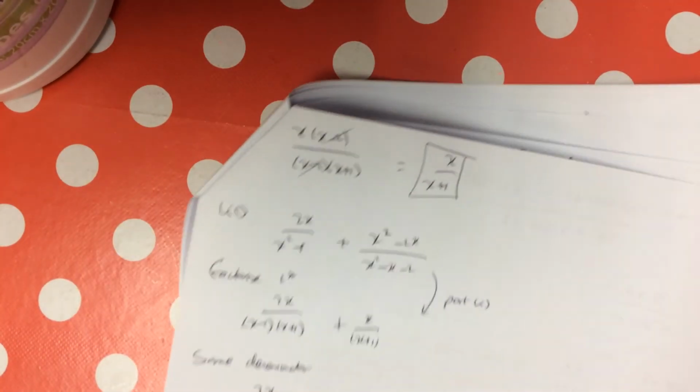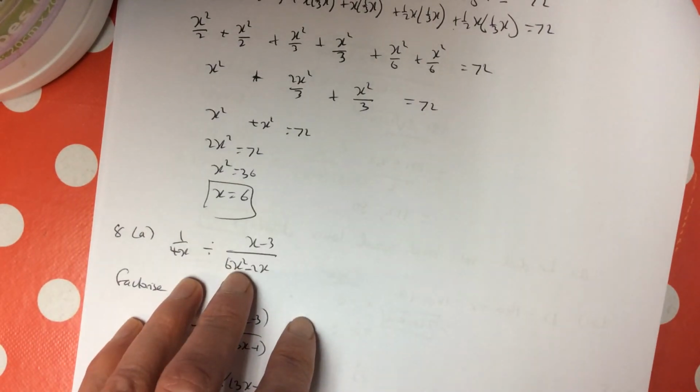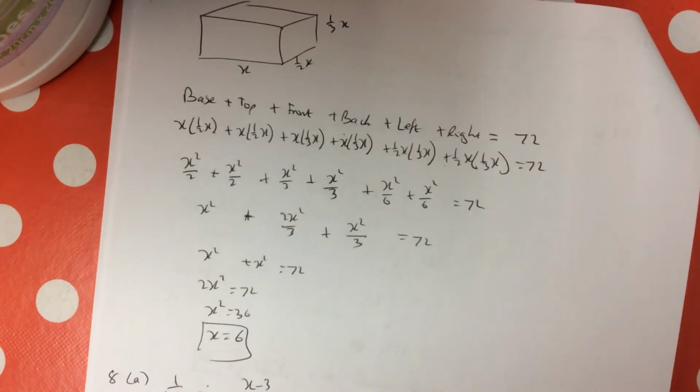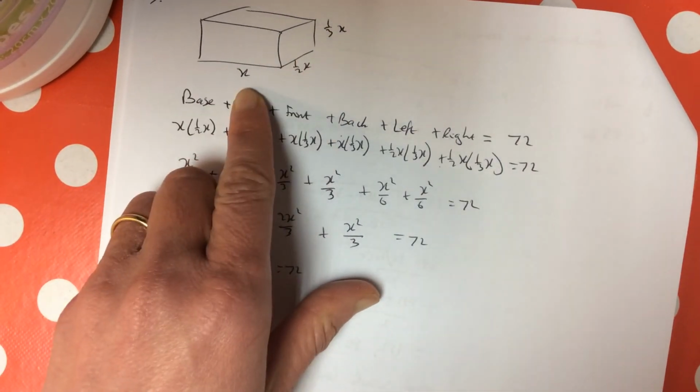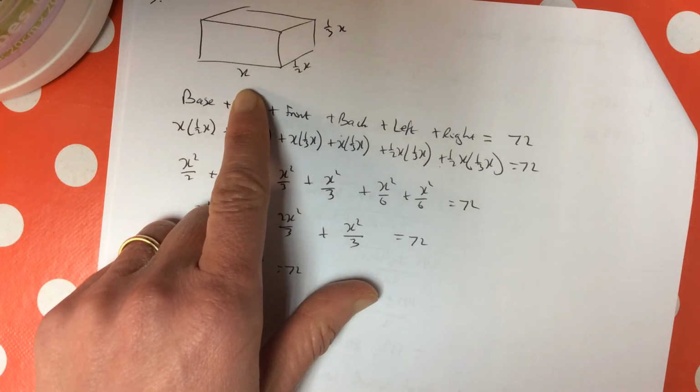Now, check and see how much more we've got to go here. Oh, we're nearly there. Number 3. So a wooden box is x by a half x by a third x. And you're told the surface area is 72.